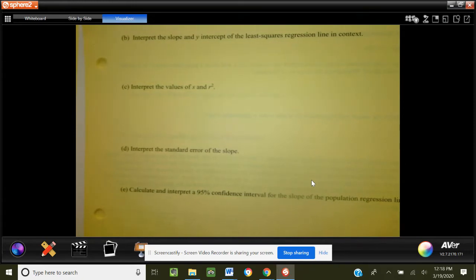Part D, interpret the standard error of the slope. We talked about how to do that a minute ago. Part E, we're actually going to do a 95% confidence interval with the 4 steps, and then do a follow-up example in F. All right. So you're back.